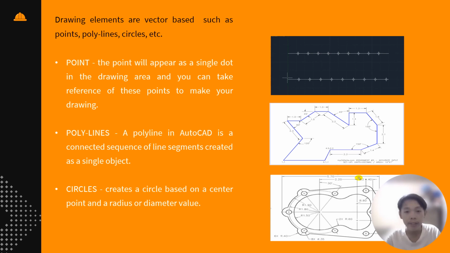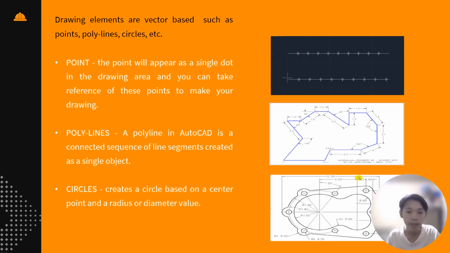So next is polyline. A polyline in AutoCAD is a connected sequence of line segments created as a single object. So as you can see sa second picture is this is how the polyline works. But first neto is mag-pa-plot ka muna ng mga points that have coordinates, then i-connect mo siya, and that's how the polyline works, and it is a connected sequence of line segments to create an object just like ganito sa sample picture natin.